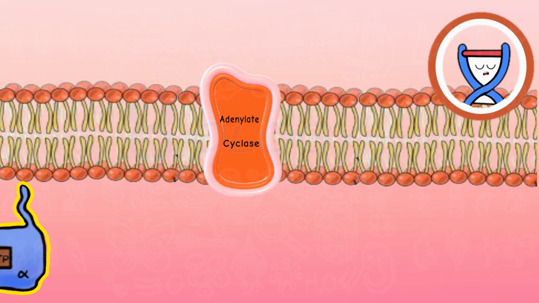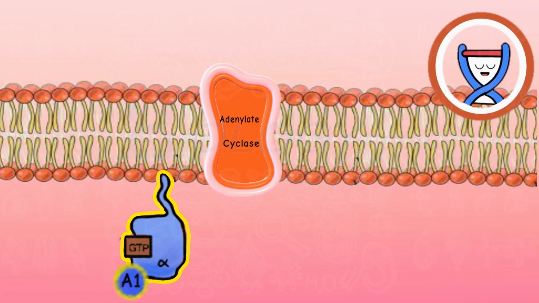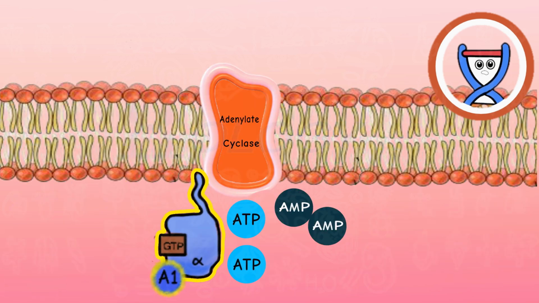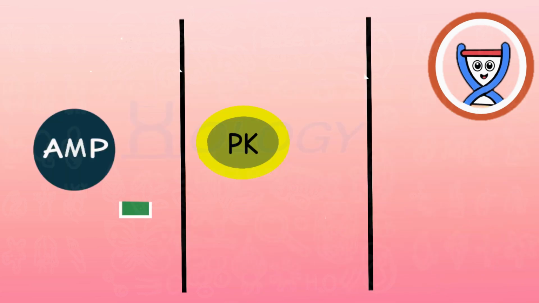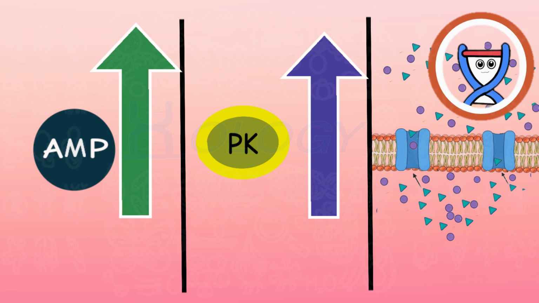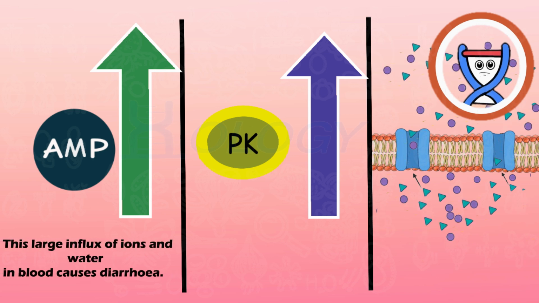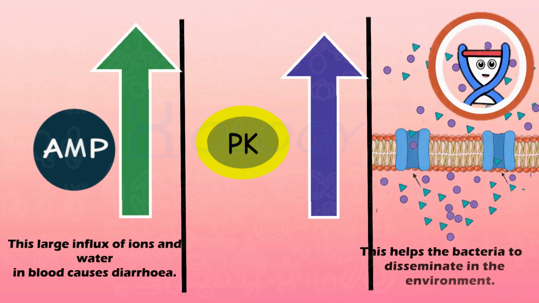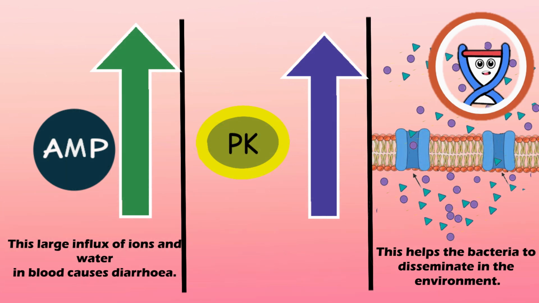The production of excess cyclic AMP and constant activation of PKA leads to loss of chloride and sodium ions from the cell. To maintain osmotic pressure, a large amount of water is lost as well. This large efflux of ions and water into the intestine causes diarrhea. This helps the bacteria to disseminate in the environment.